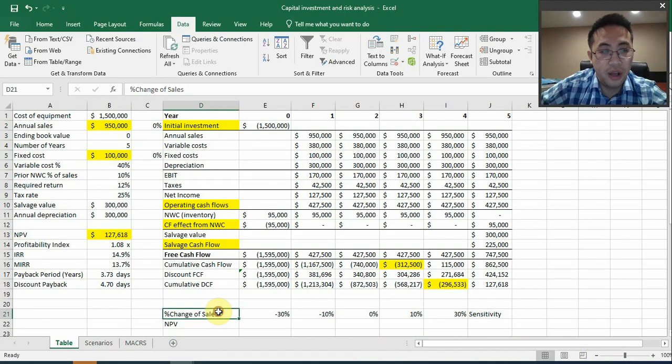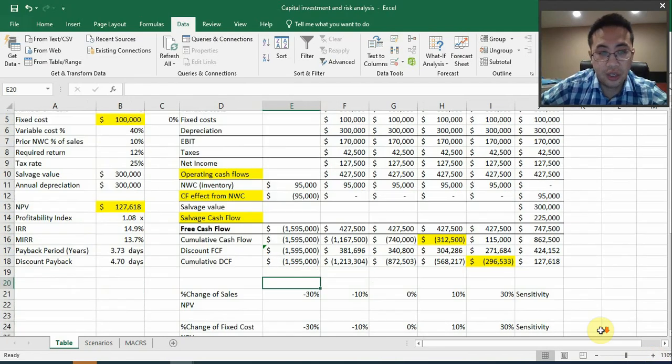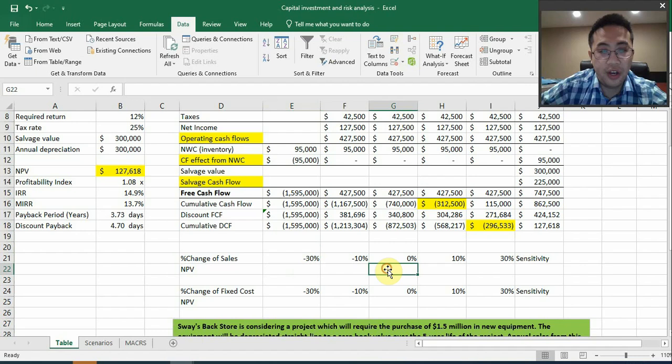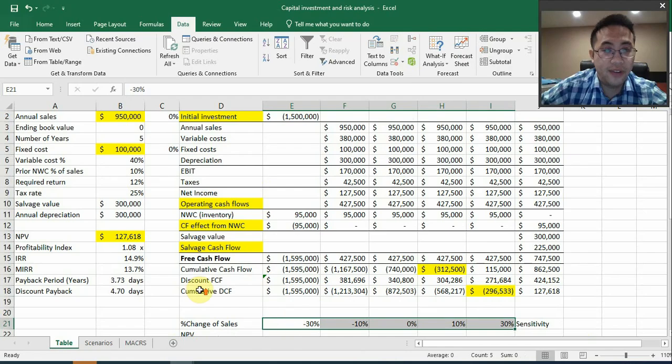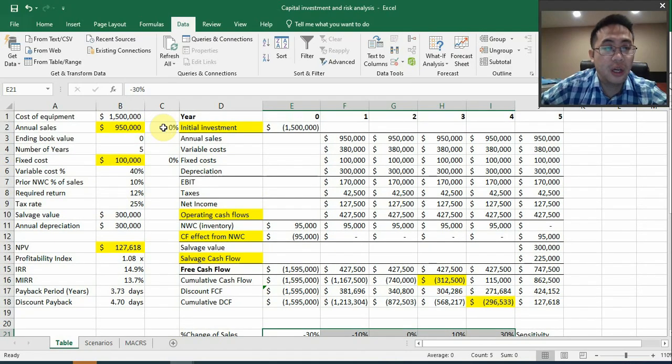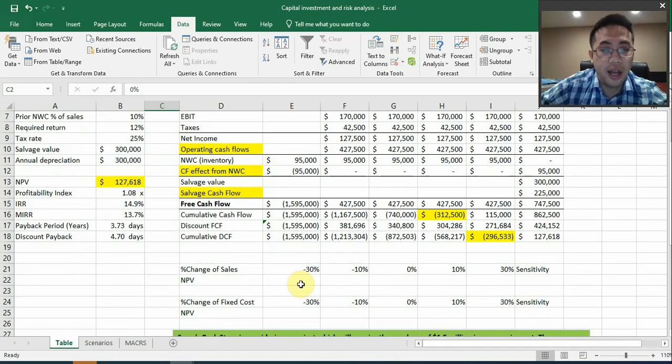For example, the change of sales. I want the percentage here. Each of the percentages would yield a different NPV value here. All right, I have 5 changes, and each of the 5 numbers will be used to replace this 0 percentage. And then I will record the corresponding NPV.